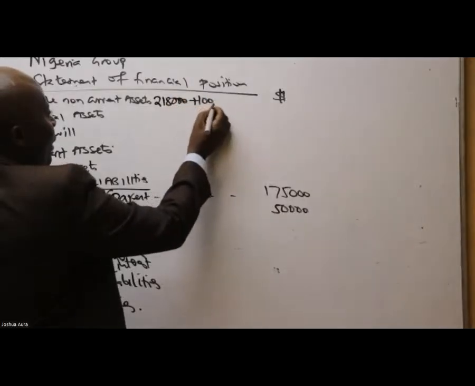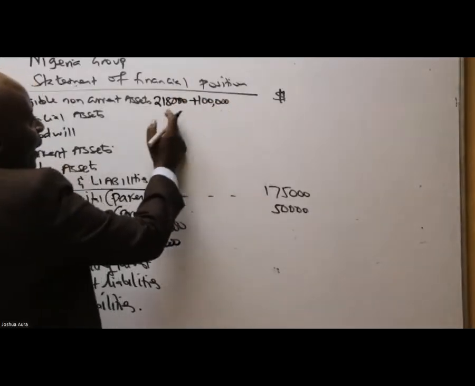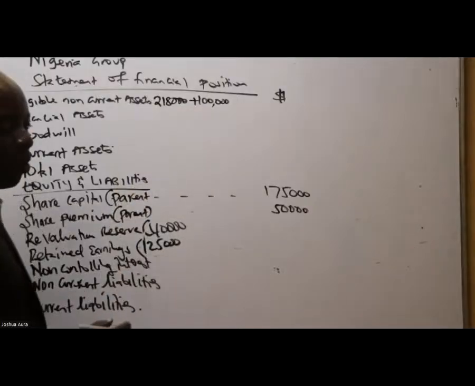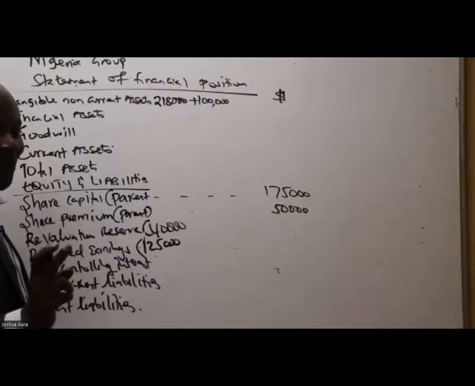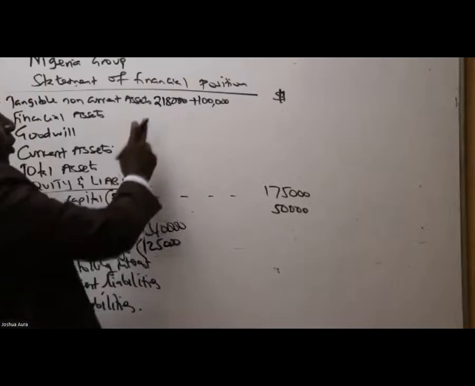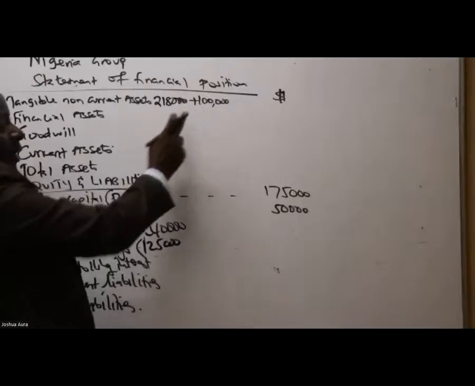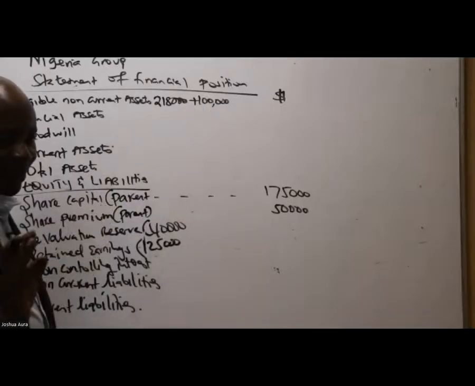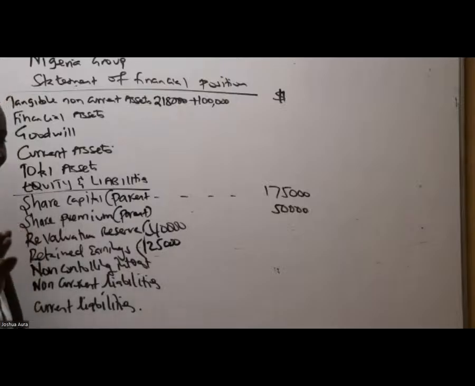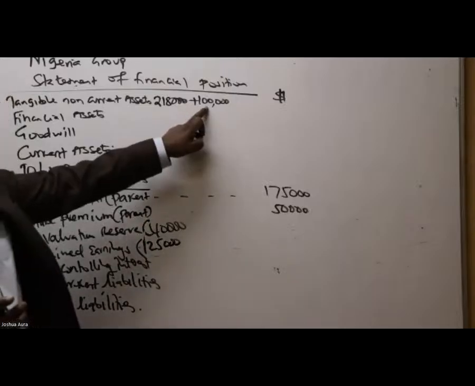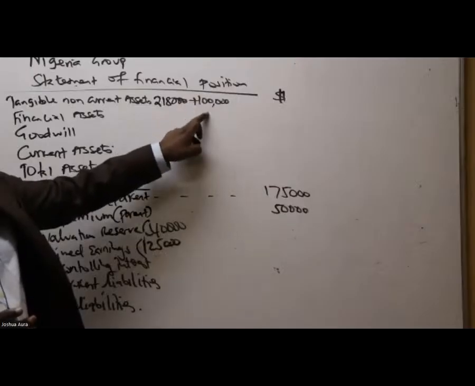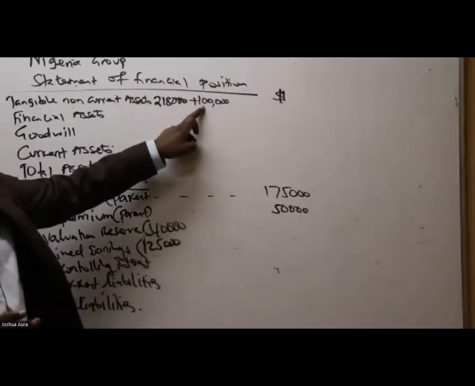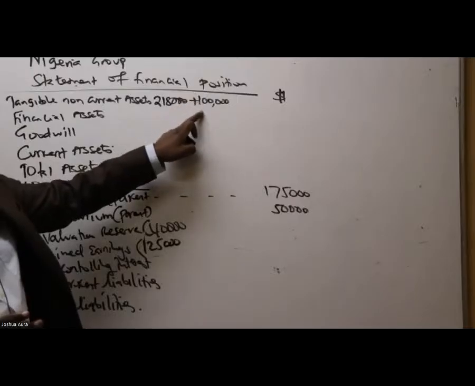But now remember that these currencies are not compatible. You can't do that. Remember, these are dollars and these are DNs. They're not compatible, so I have to translate this 100,000. We normally translate figures of the subsidiary. You always translate figures of the subsidiary.